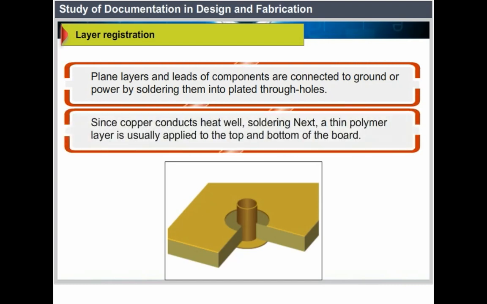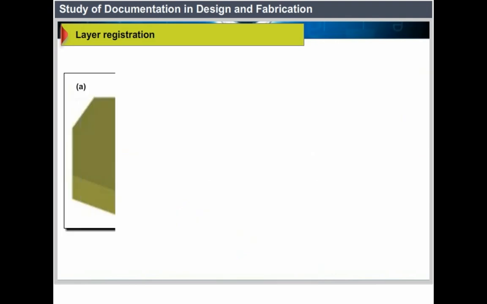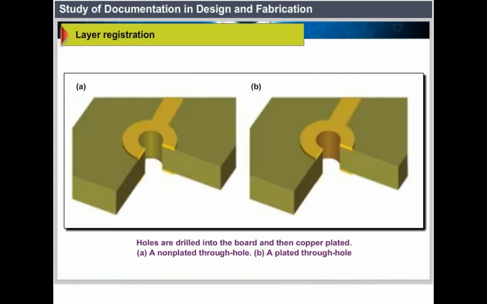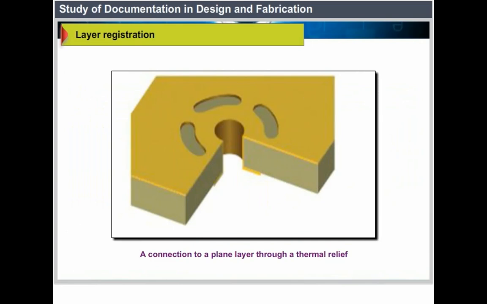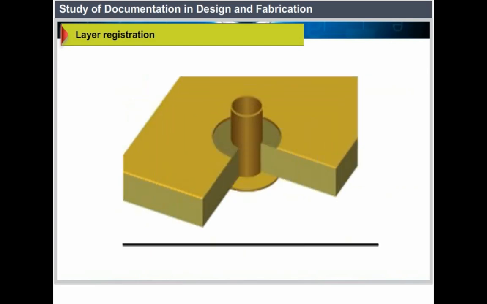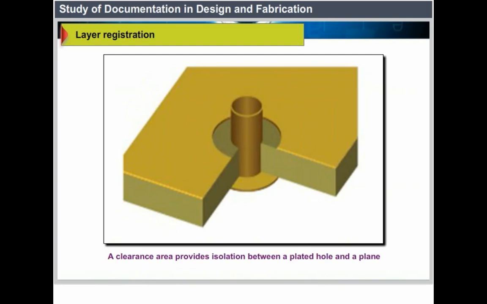Since copper conducts heat well, soldering is difficult. Next, a thin polymer layer is usually applied to the top and bottom of the board. Holes are drilled into the board and then copper plated. A. Non-plated through hole. B. Plated through hole, as shown in figure. A connection to a plane layer through a thermal relief, as shown in figure. A clearance area provides isolation between a plated hole and a plane, as shown in figure.